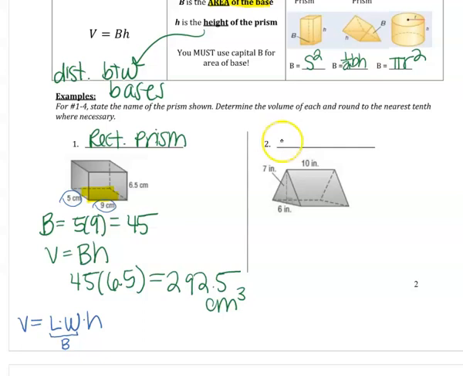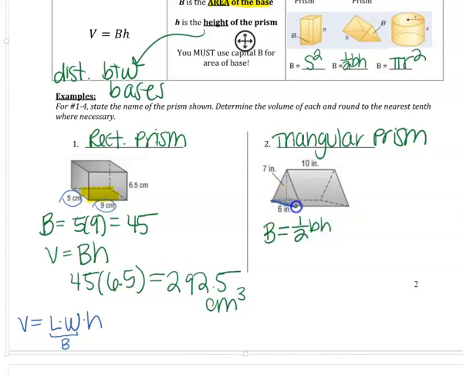Our next shape is the triangular prism, where, again, our base is a triangle. Capital B is super important to know. That's the area of your base, which is 1/2 little b times h. In this instance, little b is the base edge of your triangle. So the base edge is 6, and the height is the height, or altitude, of the triangle, which is 7.